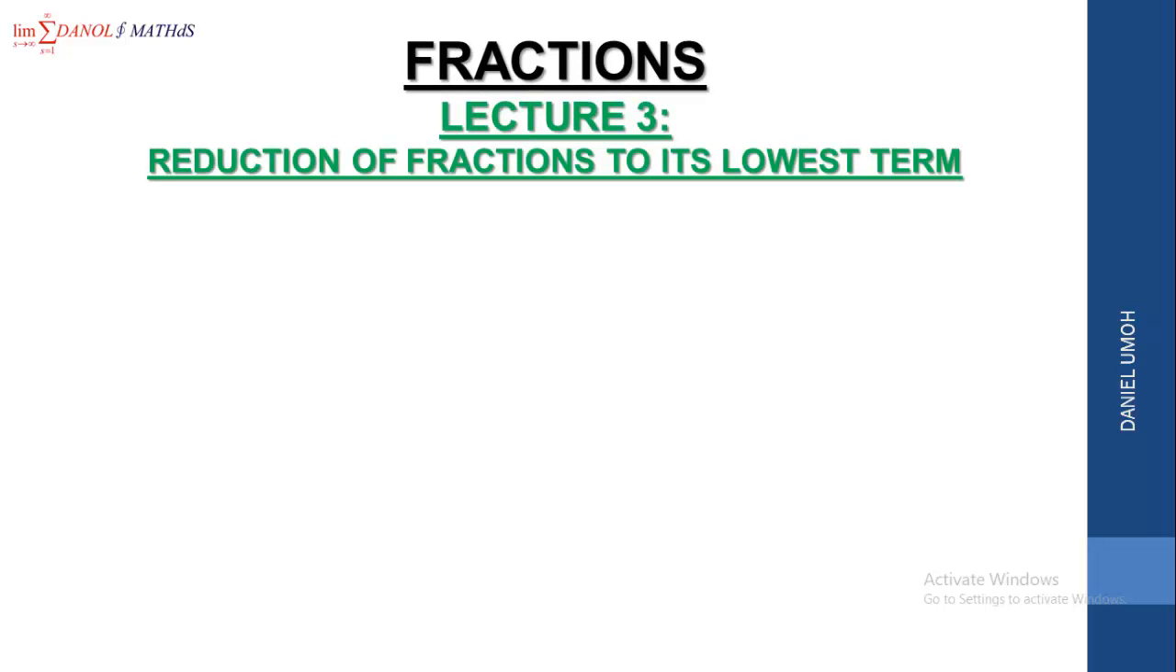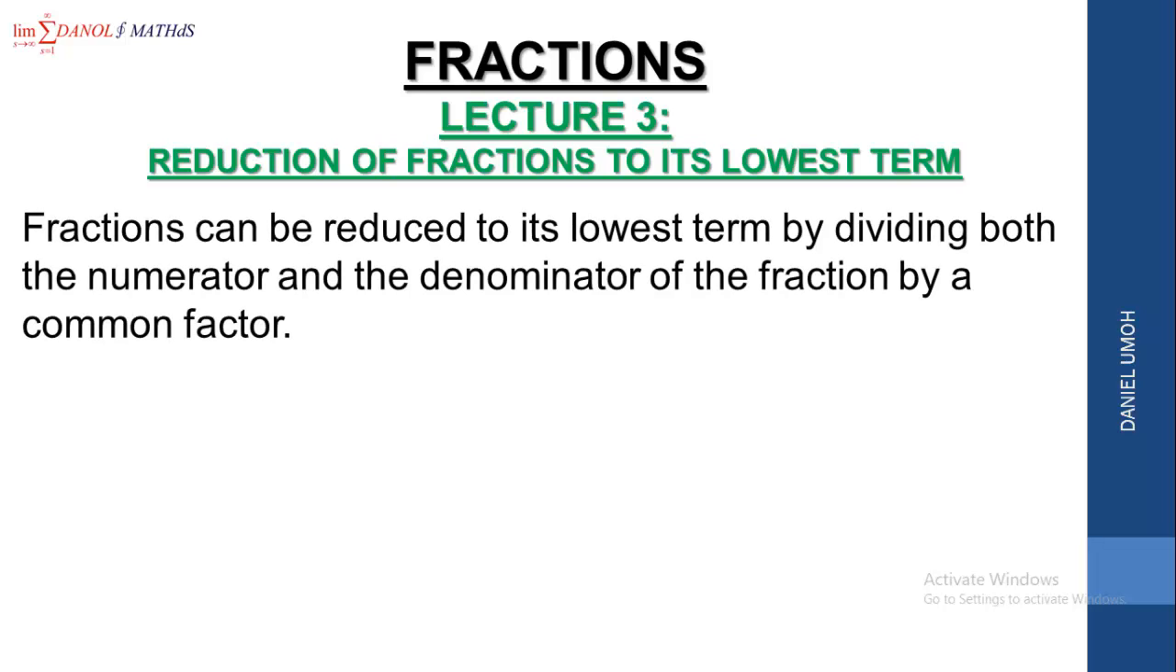In this lecture, we shall be looking into the reduction of fractions to its lowest term. Fractions can be reduced to its lowest term by dividing both the numerator and the denominator of the fraction by a common factor. Of course, you know that a common factor is a factor that is similar to both the numerator and the denominator here.